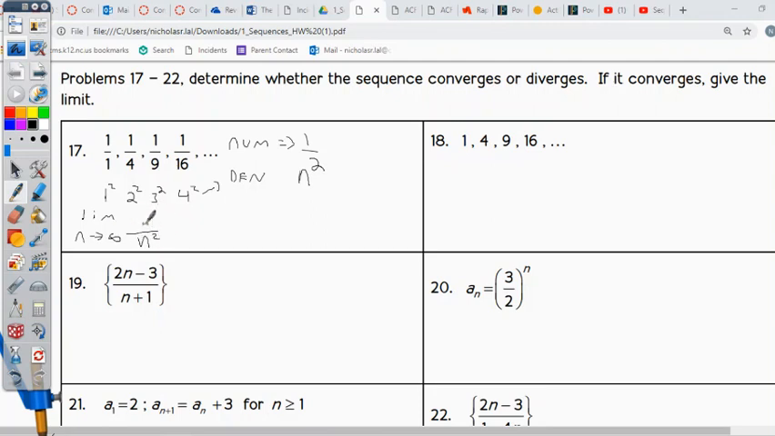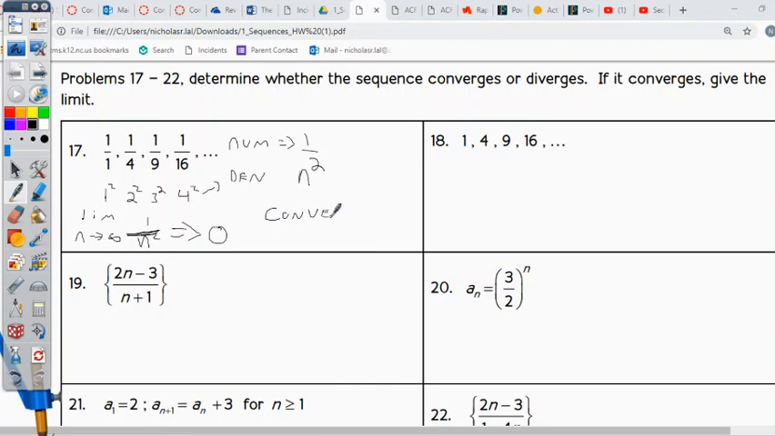Now, 1 is going to stay the same. What happens as you approach infinity in the denominator? This is going to approach 0. The reason why is, as the denominator gets infinitely big, you're dividing by an infinitely big number, and when that happens, you approach 0. So if your limit approaches 0, that means this sequence is going to converge to 0.